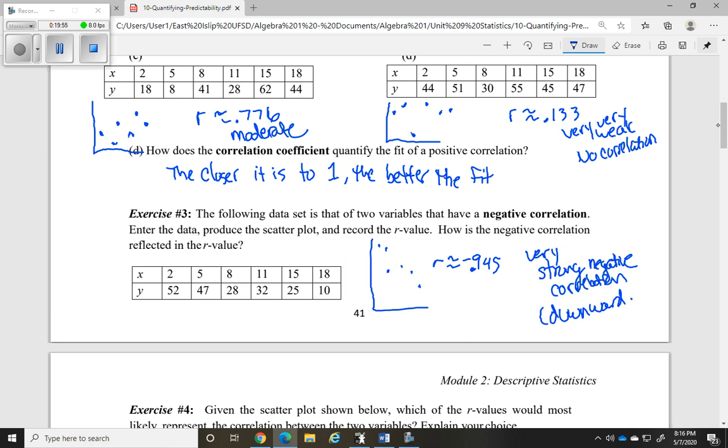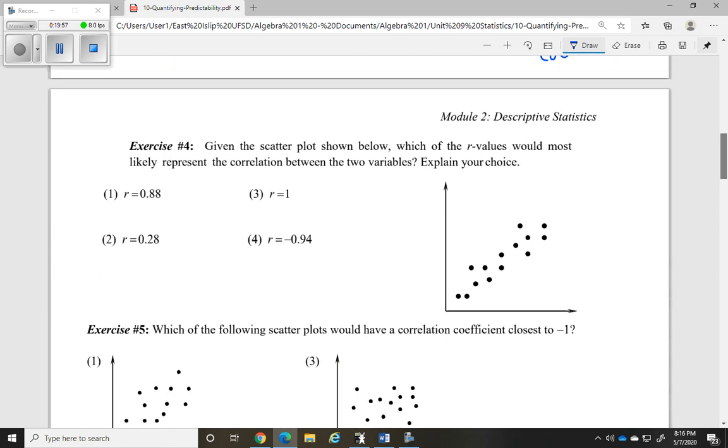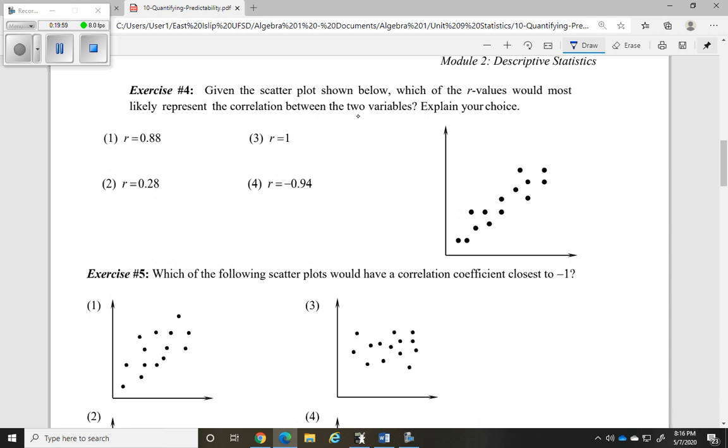Next page. Given the scatter plot shown below, which of the R values would most likely represent the correlation between the two variables? So something you should recognize is it's going upward, so it has to be positive. So let's get rid of choice 4. It's not absolutely perfect, so it can't be choice 3. It is pretty strong if you ask me, so it's not choice 2. It has to be choice 1.